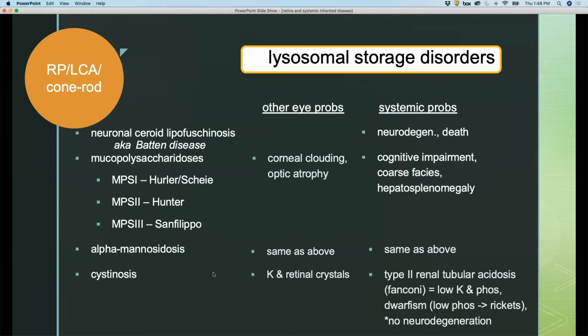For cystinosis, this is highly testable in that it has type 2 renal tubular acidosis or Fanconi syndrome, which is characterized by low potassium and phosphate. Also dwarfism, because of that low phosphate, they get rickets. And cystinosis is different from most of the other diseases we'll talk about in that they're not having any neurodegeneration. I feel like there were multiple questions on this, and every time I didn't know it. I can hardly remember what the different types of renal tubular acidosis are anyway.